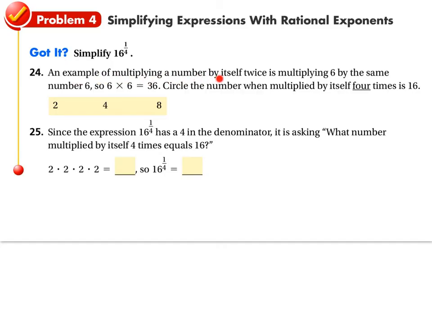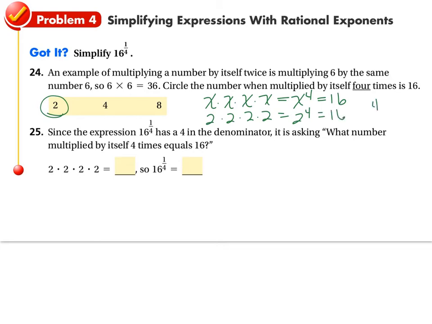An example of multiplying a number by itself is multiplying 6 by the same number, 6. Thus, 6 times 6 is 36. We want to find the number that when it's multiplied 4 times, so x times x times x times x, will equal 16. Well, if we have 4 x's there, it's x to the 4th power equals 16. Well, the only one that would work would be 2. 2 times 2 times 2 times 2, which equals 2 to the 4th power, now that we're using exponents, equals 16. Now, how we write this is the 4th root of 16 is 2.